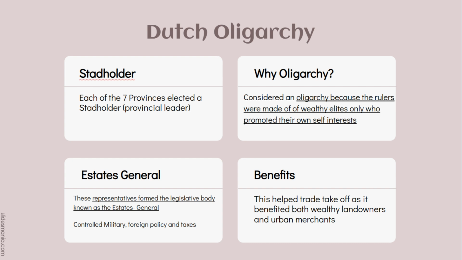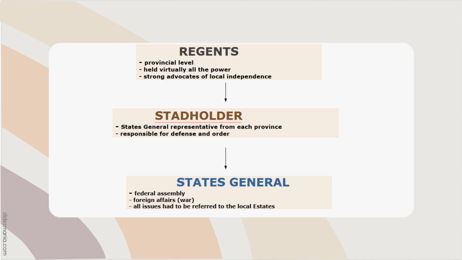This is considered an oligarchy because these rulers are made up of wealthy elites who are really only promoting their own self-interest. Even though they elect these leaders, they're the same families every time. And this helps trade take off because it's benefiting both wealthy landowners and urban merchants, who are the people making decisions. Here's a graphic of how it all breaks down. It starts with the regions at the provincial level, goes to the stadtholder, and then to the States General, who is able to make all the decisions.